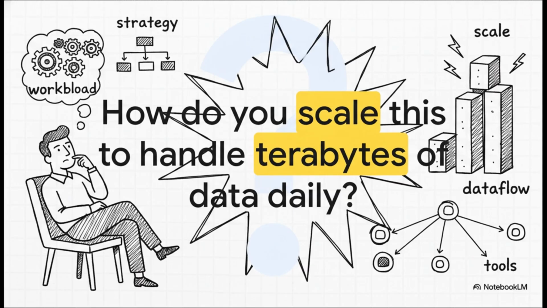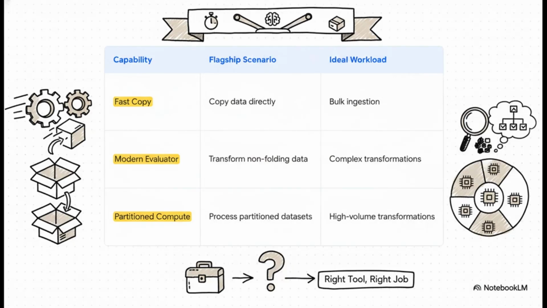And your answer isn't about a single feature. It's about having a clear strategy that changes based on the workload. This right here, this table lays out your strategic playbook. You've got 3 main tools in your toolbox: fast copy, the modern evaluator, and partitioned compute. The real skill is knowing exactly when to pull out each tool. It's all about picking the right approach for the right job.